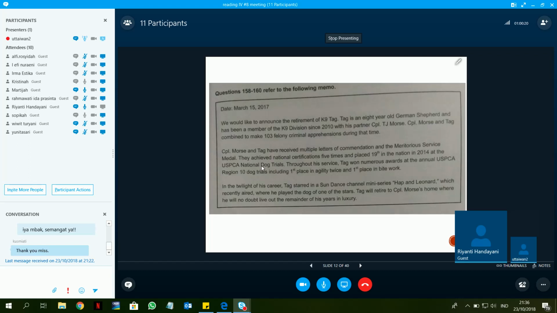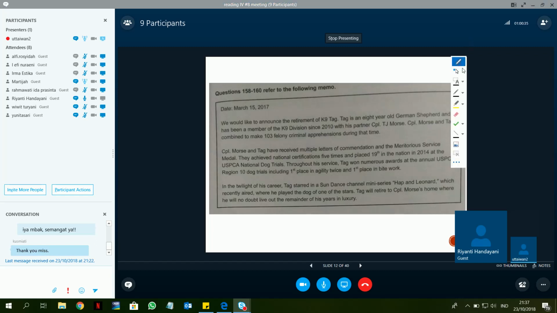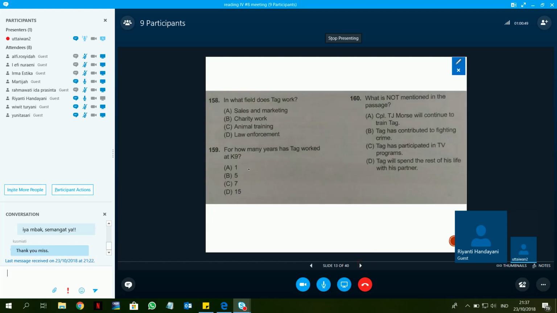Bentar. Terus coba kita lihat. Kan ini si Tech ini dia sudah jadi member K9 Division sejak tahun berapa? 2010 kan, ini ada 2010. Kemudian tanggal suratnya ini tanggal berapa? Tahun berapa? 2017. Berarti how many years? Jawabannya adalah C. Kita ngelewatin dulu 1 ya maksudnya. Ya, jadi sebenarnya kalau ngerjain soal itu nggak harus nggak harus urut kalau misalnya belum tahu jawabannya.